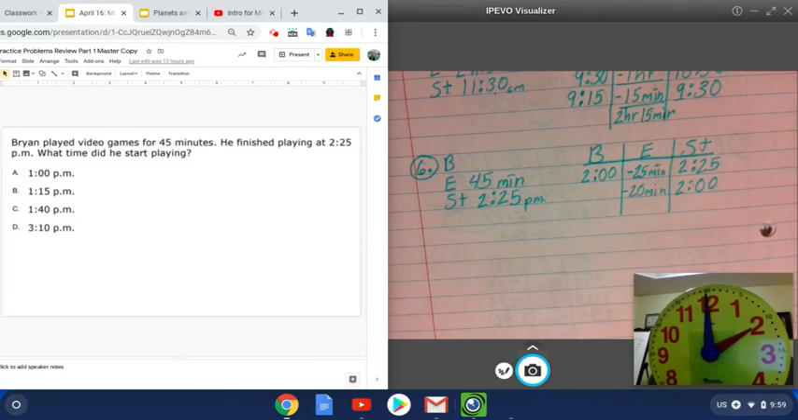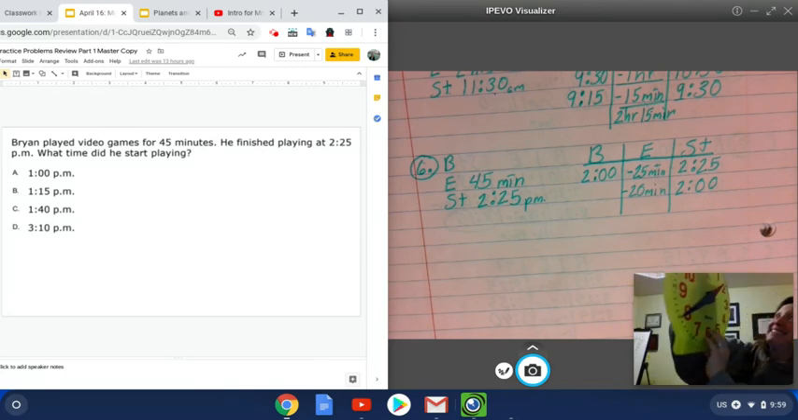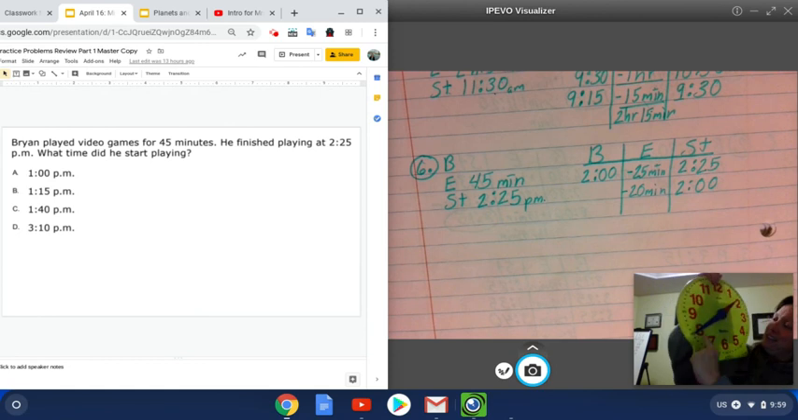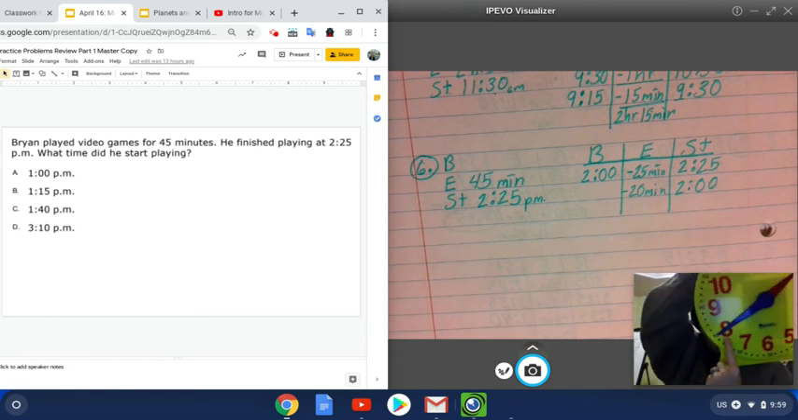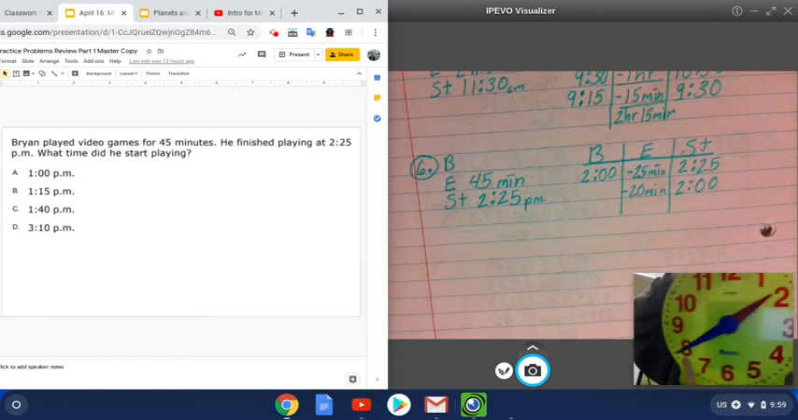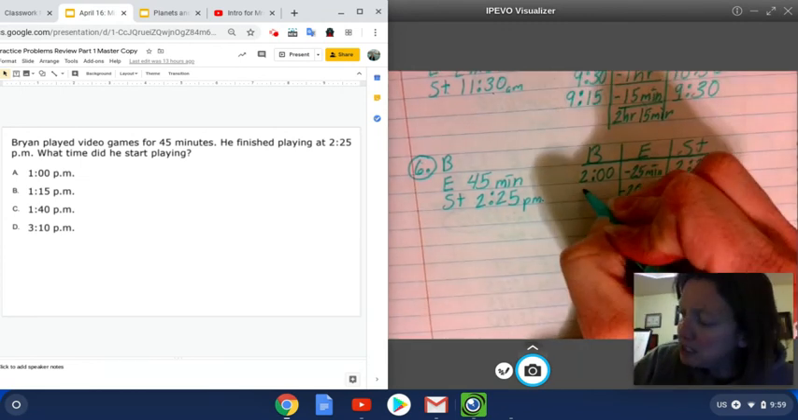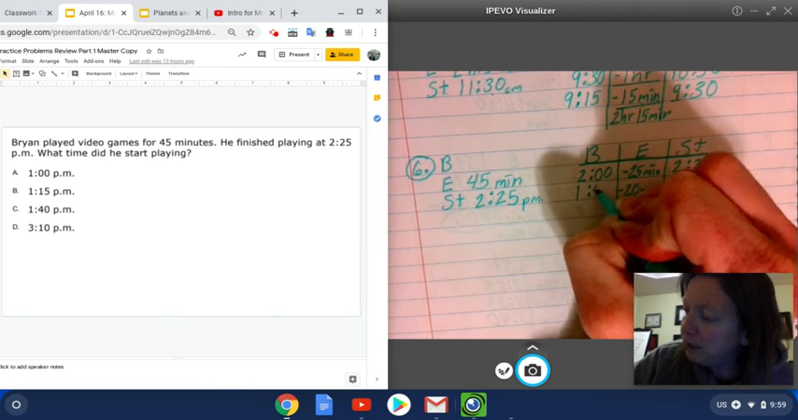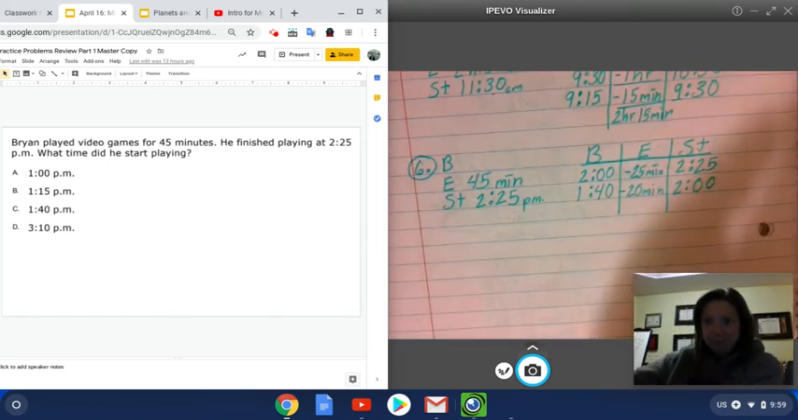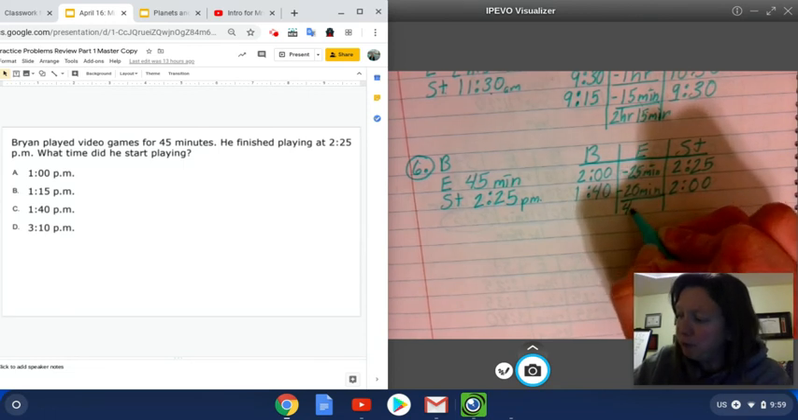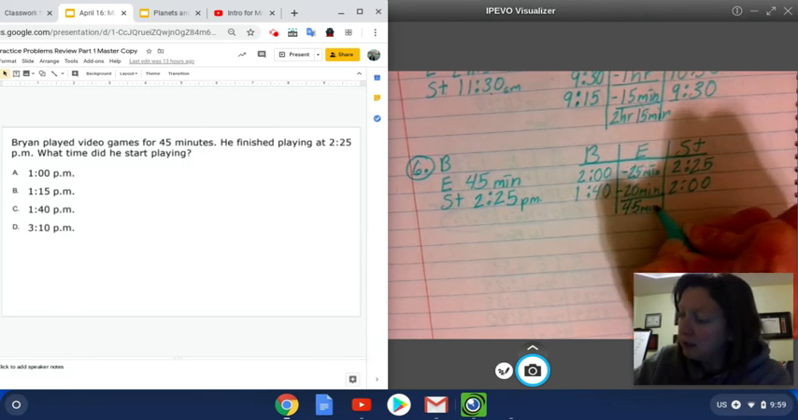So 20 minutes before 2 is, what time is it? What room is it in? It's in the 1's room. And our minute hand is pointing here, 40 minutes. So the time is 1:40. So 20 minutes before 2 o'clock is 1:40. Let's make sure that our elapsed time, 25 plus 20, would be 45 minutes.